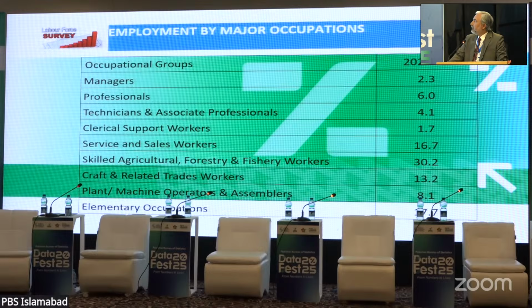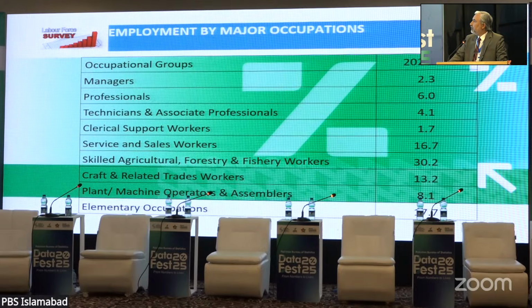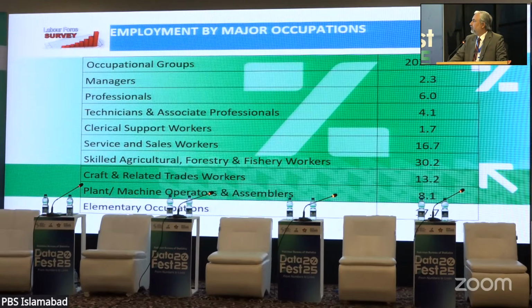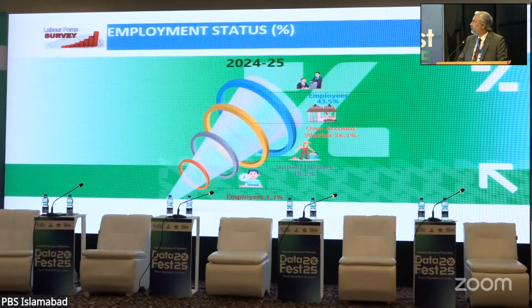Occupation groups, employment by managers, professionals, technicians and associate professionals, clerical support workers, service and sales workers, skilled agriculture, forestry and fishery workers. So this is basically the distribution. You can see this. Next. Employment status in percentage: 43.5% are employees, own account workers are 36.1%, unpaid helpers are 19.2%, and employers are 1.3%.